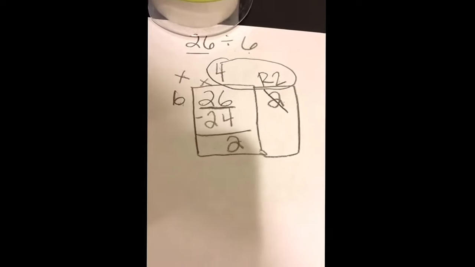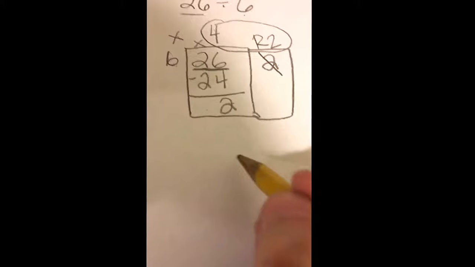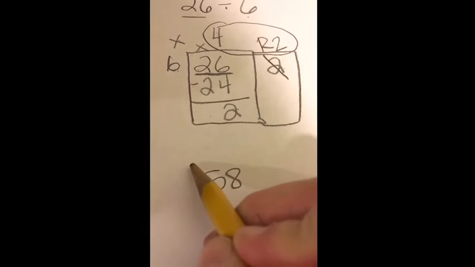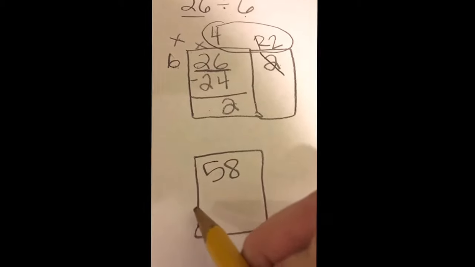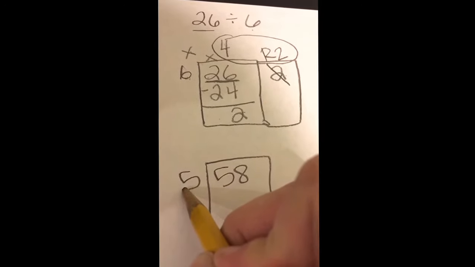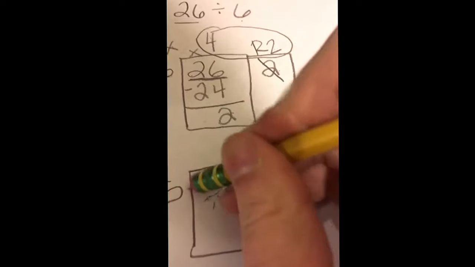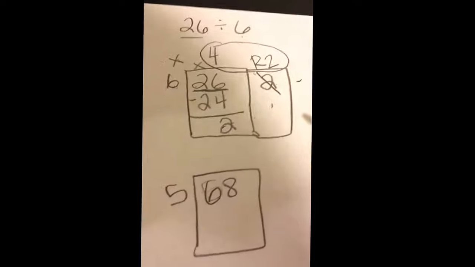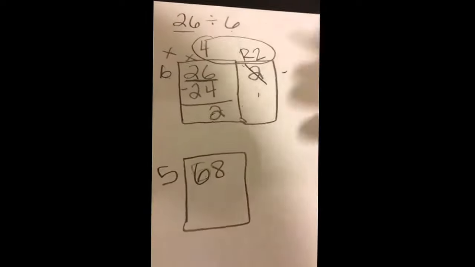Now there's another time when it can get a little more complicated for the kids because the quotient is larger. So for example, a number like 58 divided by 5. I'm sorry, let's do 68 divided by 5. This is a better example. Okay, 68 divided by 5. So what's going to happen is we're going to do the same steps. We'll just have more boxes.